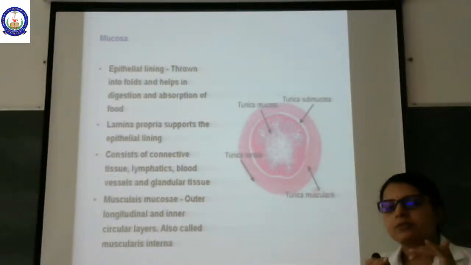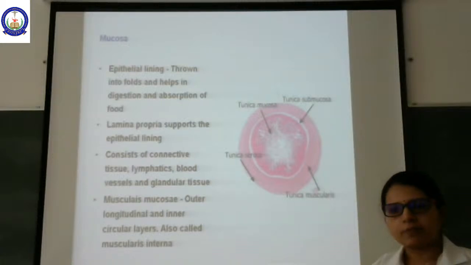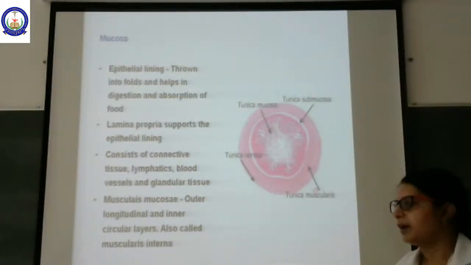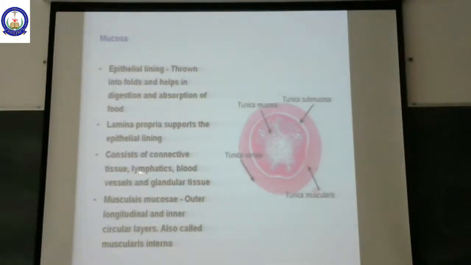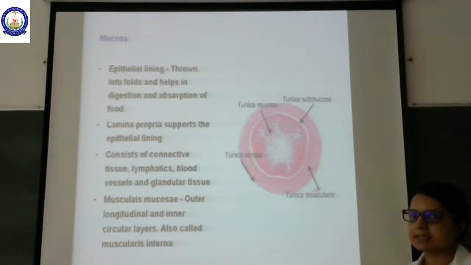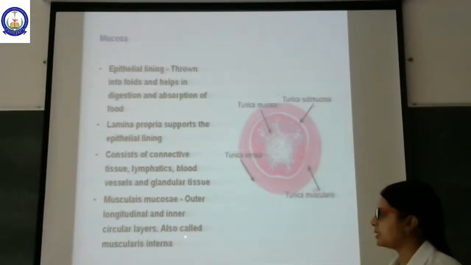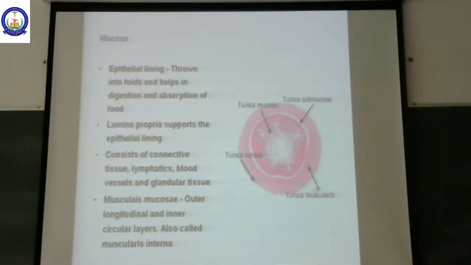So how are they going to get nutrients? They should have blood supply, nerve supply, lymphatics, everything. So they consist of lymphatics in order to drain the fluid, blood vessels in order to get the nutrients, and the glandular tissue. Glandular tissue means they help in the secretion of digestive juices. And muscularis mucosae, the outer longitudinal and inner circular layer, also called muscularis interna. So in the muscularis layer, we had mentioned about muscularis externa. There is one more layer of muscle which is present in the mucosa, which is called muscularis interna. So in mucosa also we have a muscle layer.